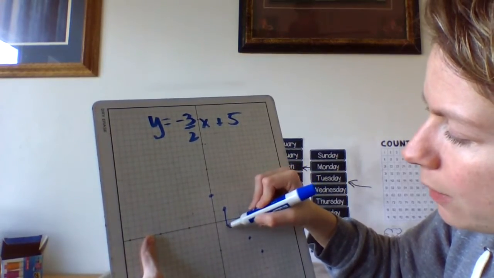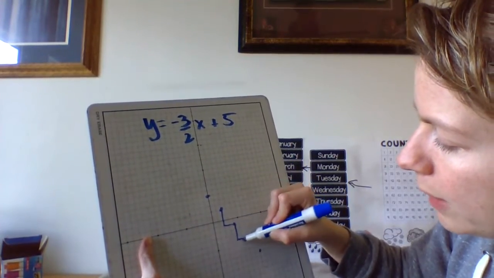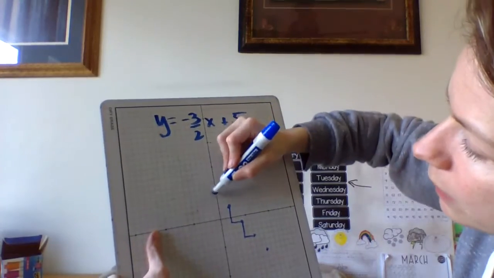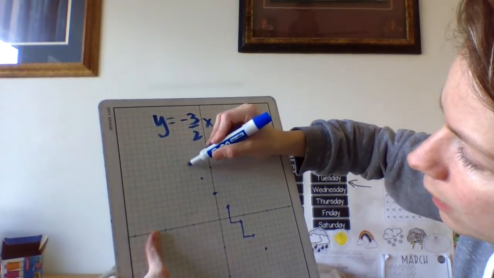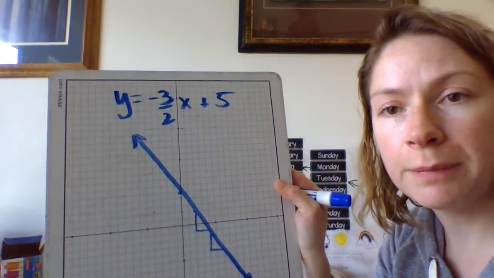Each time I go down 3 and then over 2. Down 3, over 2. I can also go this way, and then, hold on, it's hard to draw the line when I'm holding it upright like that as well. And then I can connect my dots to graph my line.